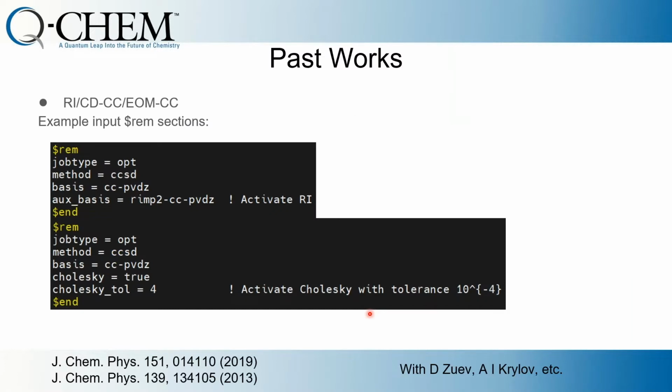Here are just two QChem input examples for RI and CD CCSD geometry optimization calculations. Typically, 4 is recommended for a gradient type calculation, and 3 is suggested for energy.